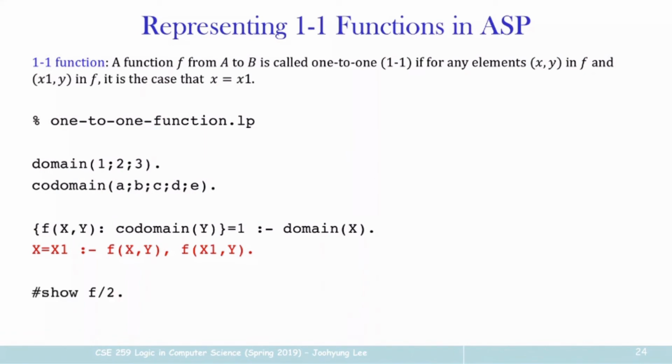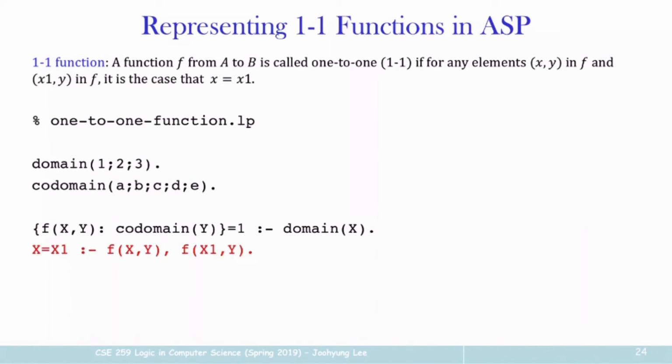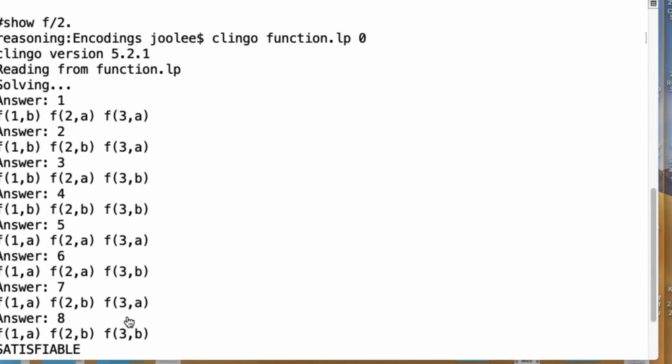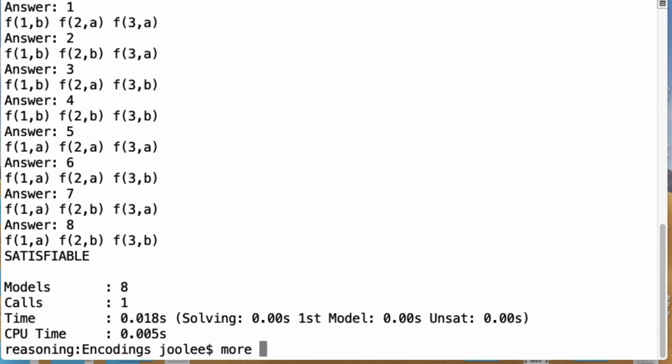Okay? So let's practice this. When I have 1, 2, 3 and a, b, c, d, e, how many one-to-one functions are there? Do you recall? Did you forget what we did before? 8? Okay, we don't have that example here. So let's see how many we have, and see whether your answer is consistent with what Clingo outputs.